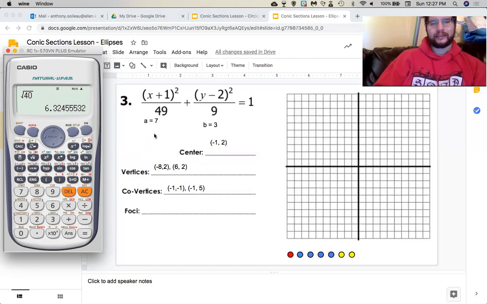And my major axis is horizontal, so I'm going to change my x value. So -1. I'm going to store this number. Store it to A. Okay, so if I recall A, it's going to give me that. So I'm going to do -1 minus A. And that's going to give me -7.3. Write that down.